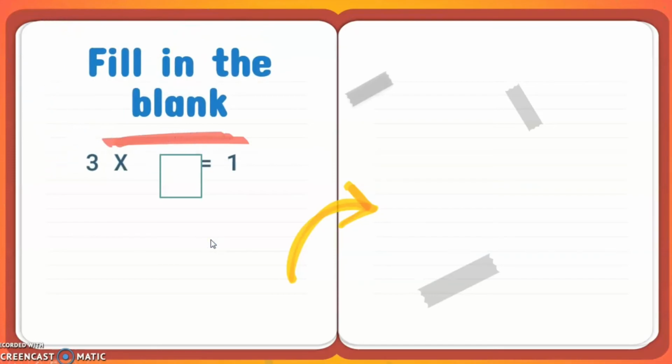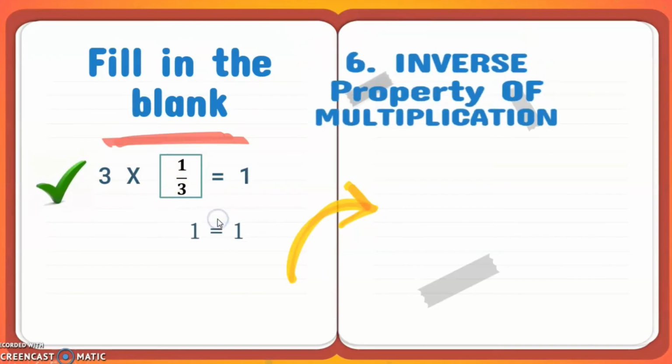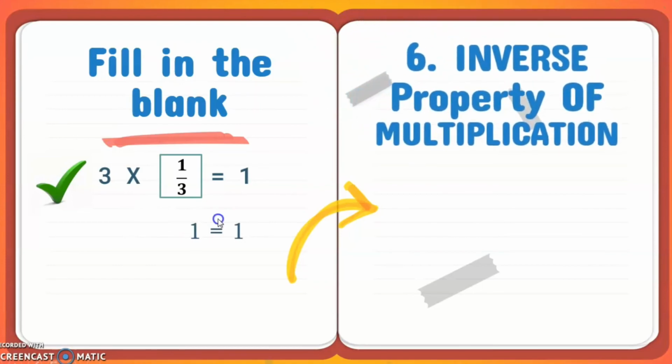How about this one? Pag sinabi natin 3 times blank is equal to 1, ano naman ang pwedeng i-multiply sa 3 para ang result ay 1? Medyo nahirapan kayo mag-isip. O, tingnan natin. Anong sagot? So, the answer is 1/3. Bakit 1/3? Kasi if you multiply the numerator and the numerator, 3 times 1, 3 over 3. 3 over 3 is 1. Okay? So, ito yung tinatawag nating inverse property ng multiplication.